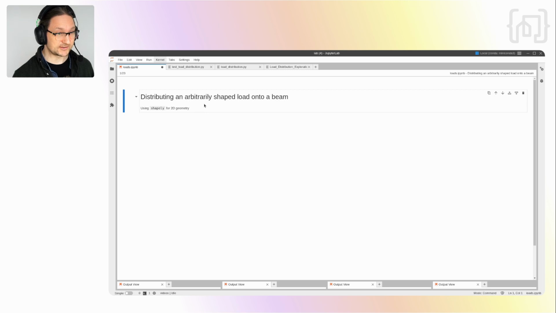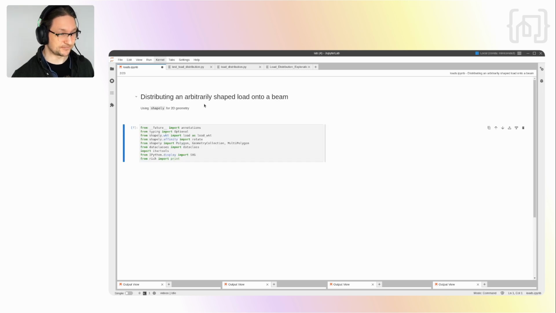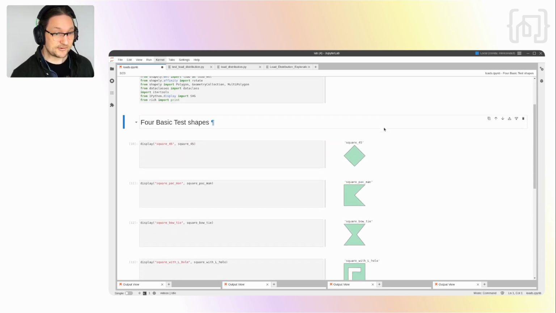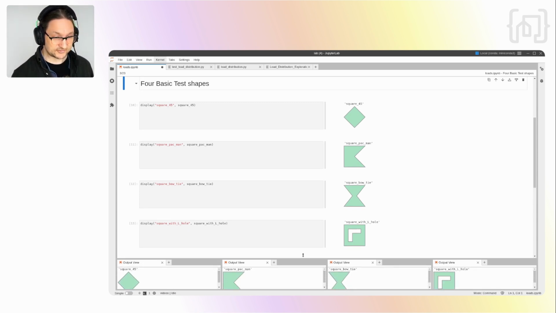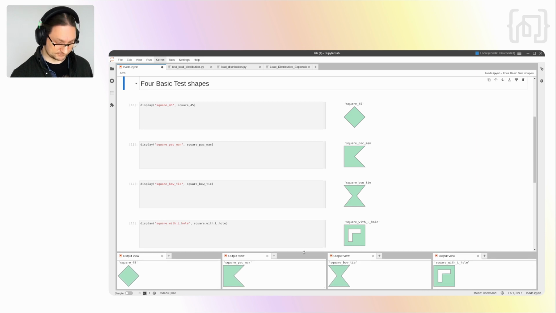I'm going to be using Shapely to handle the 2D geometry calculations. I've got four basic test shapes that I'm going to be using to validate my calculations. And I've got these stored down here so we can always refer to them.